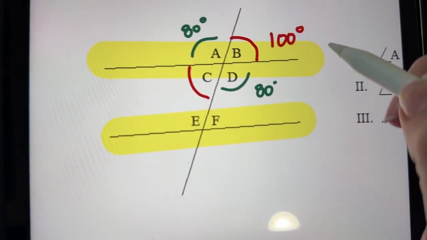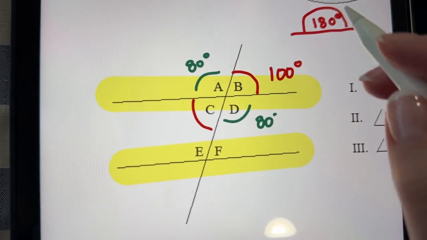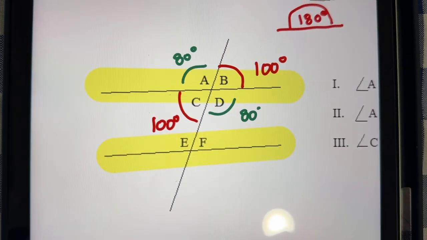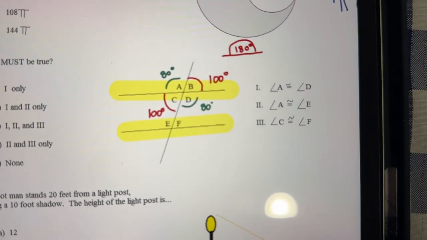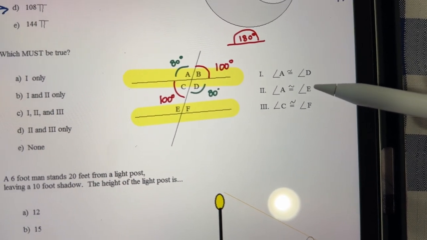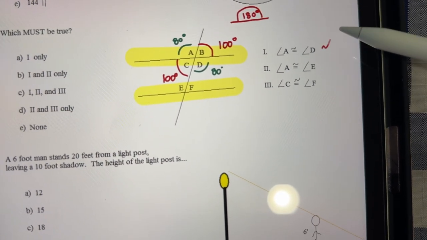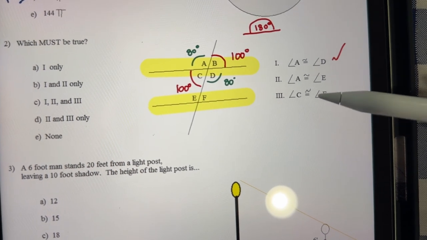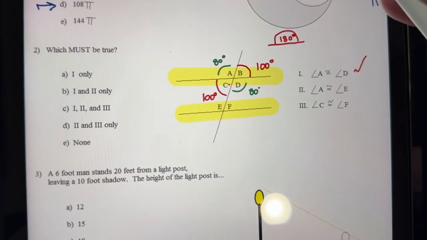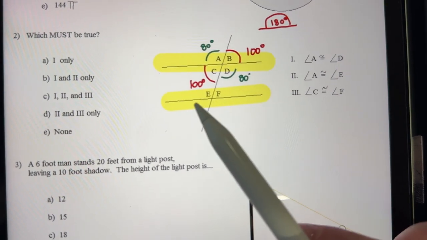Which is also the same for a triangle. A triangle is always 180 degrees. So this one has to be 100 degrees. Now let's look at the choices here. They're saying what has to be true. Either angle A is congruent to D. Well, we just said that's true. So that's our answer.